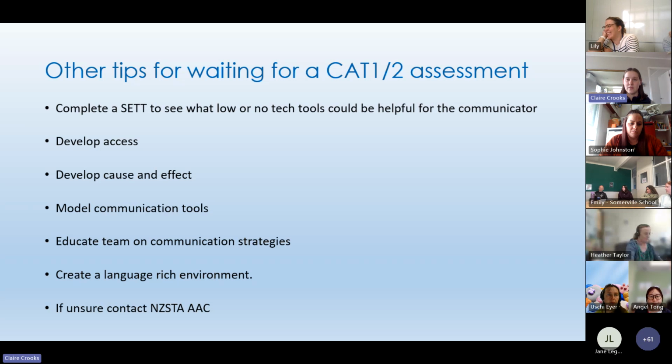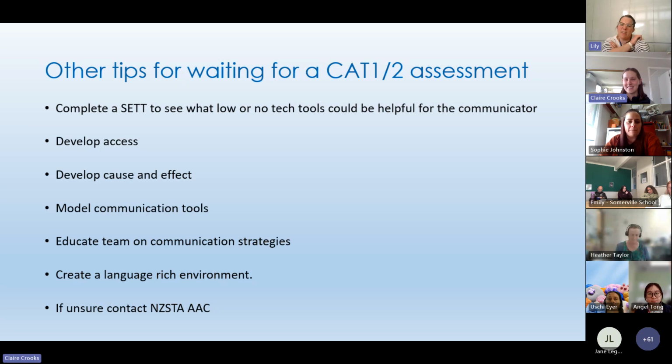Creating a language-rich environment, so lots of modeling on a system, whether that's a core board or a pod book, whatever you have, activity-specific pages. If you're unsure, we also have the NZSTA has the AAC, I forget the word for it. Specialist advisor, something like that. Specialist advisor, yeah.